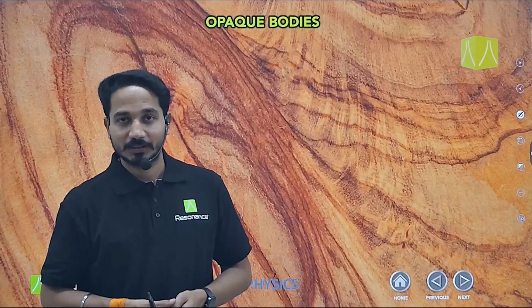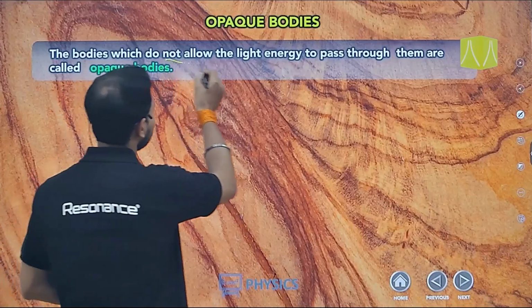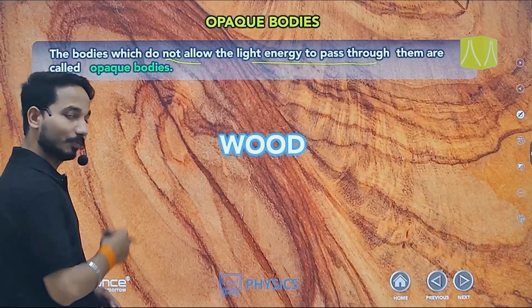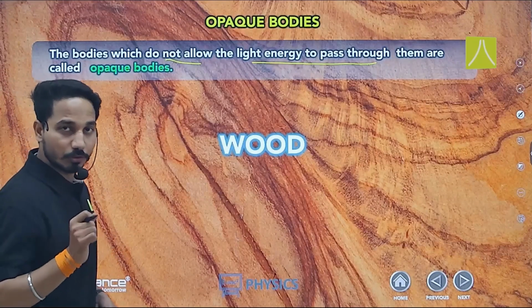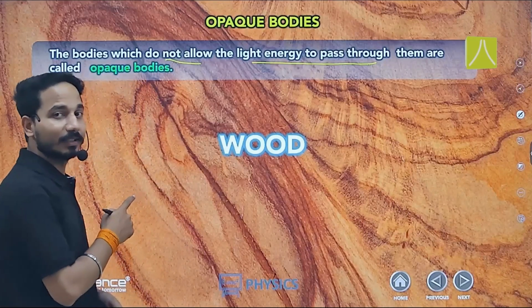Now we are talking about opaque bodies. What are opaque bodies? To which substance do we say that it is an opaque substance? The substance, medium or bodies which do not allow light energy to pass through them are called opaque bodies. Examples are wood. You can see the picture behind also. When you light a torch on wood, will it allow the light to pass through it? No. So that is an opaque body.